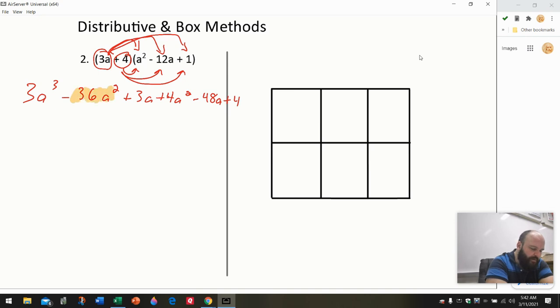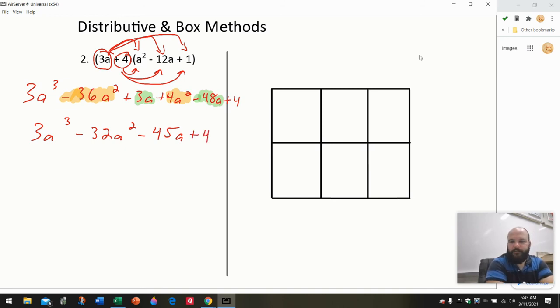You can kind of see a pattern here, hopefully. You can see the a squareds end up having like terms, and then the a's end up having like terms right there. So those are the ones that will be combined. We start with the 3a to the third. Then we have negative 36 plus 4. That's negative 32a squared. Then we have 3a minus 48a. That gives me negative 45a. And then lastly, we can just include our plus 4.